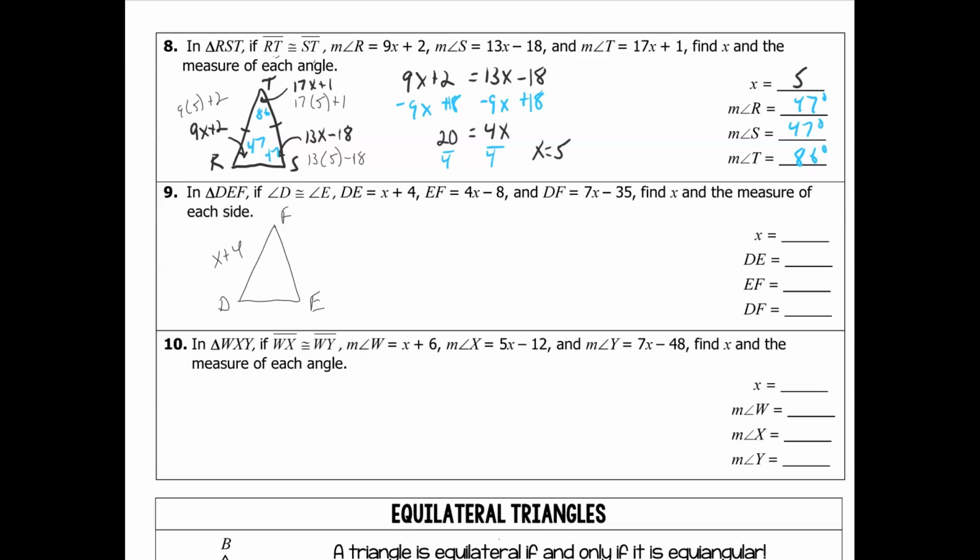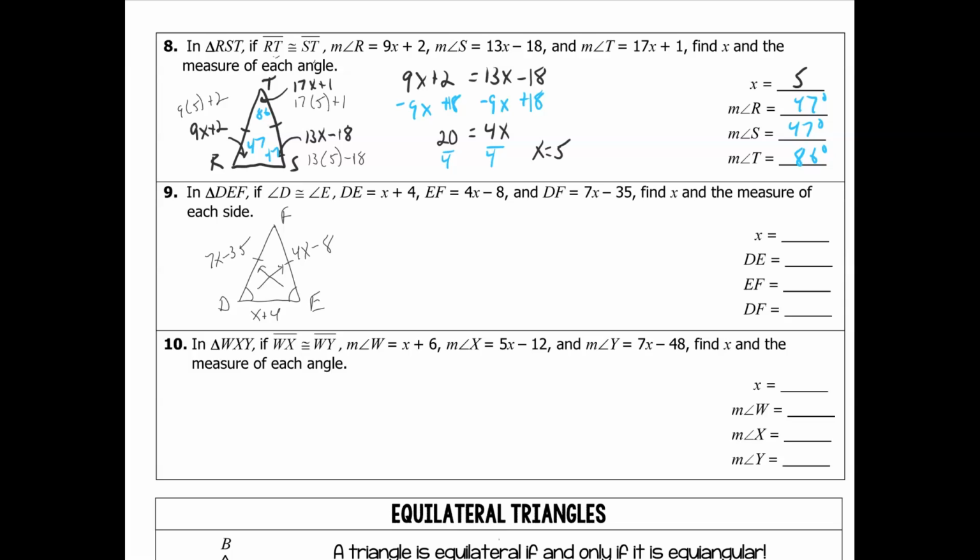Let's label our DE, x plus 4. Let's label our EF. And these are, by the way, congruent. Let me put those as congruent. Let's label EF as 4x minus 8. Let's use the fact that the sides across from those congruent angles are congruent. So we've got our equation. By the way, did I label this wrong? DE is down here. Whoops. X plus 4. This is DF, so this is 7x minus 35.